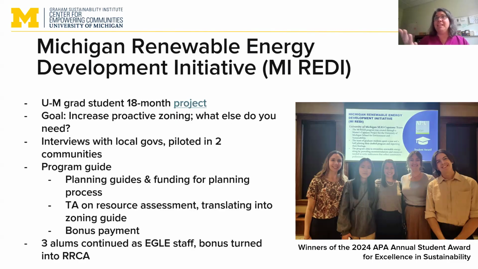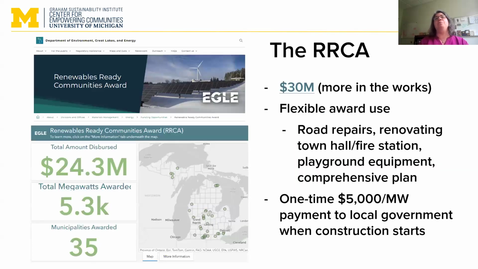I had 3 of the team of 5 shown here, but there were actually 6 who continued. Eagle was so happy with this program that they hired 3 of them to continue on as staff members. And actually, this idea of a bonus turned into a $30 million Renewable Ready Communities Award allocation from the state that provides some flexible funding to local governments to use on road repairs, renovating the town hall or the fire station, playground equipment, whatever the local government wants. And that funding would start to flow when construction begins.